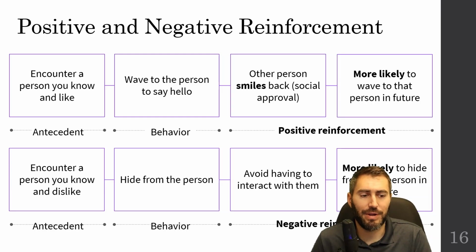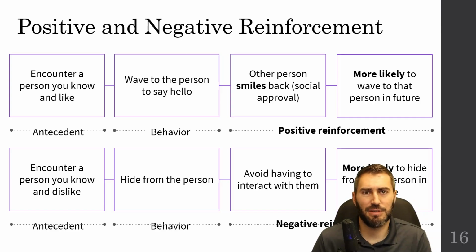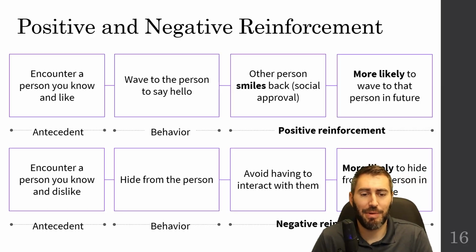On the other hand, we have negative reinforcement. So we're still trying to increase the behavior, but now we're trying to take something away. And so maybe now we encounter a person that we know, but we don't like them, right? So they're just someone we don't really like. And so maybe we choose to hide from that person, and so avoiding them to not interact with them. And so we're taking away that interaction. We're reducing that interaction with the person.